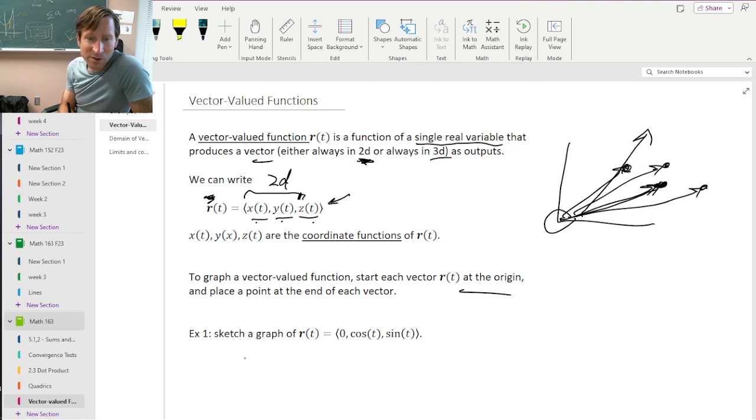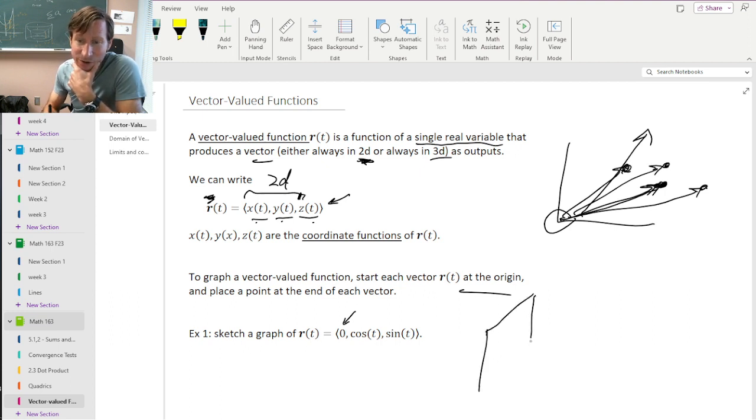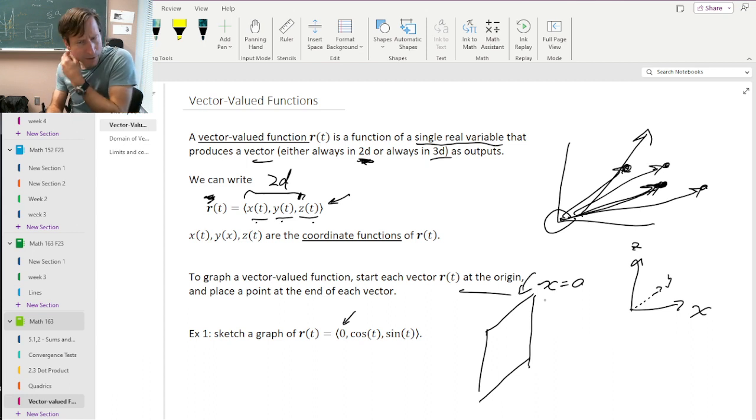All right, so for example, let's sketch a graph of r of t equals 0, comma, cosine t, comma, sine t. So this x-coordinate is always 0. So that means that whatever shape this makes, it's always going to live in the plane x equals 0. So, if we do our usual thing of making the x-coordinate go to the right, the z-coordinate going up, and the y-coordinate going into the screen, then the plane x equals 0 is going to look something like this.